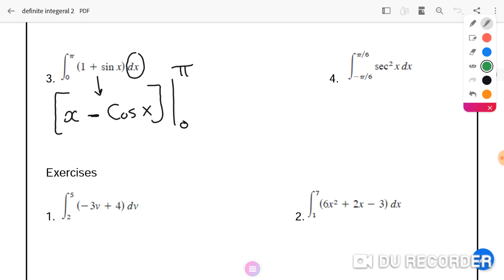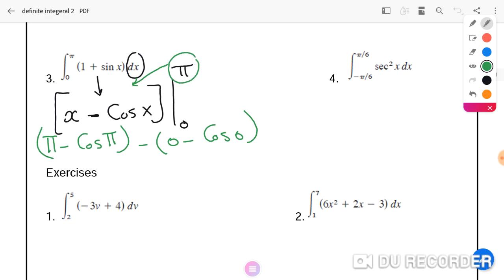It will be, okay, replace here, it will be pi minus cosine pi. Okay, minus replaced by the lower limit in the antiderivative, it will be what? 0 minus cosine 0. Be careful if you use the angle in pi. This means I use the calculator in radian mode.